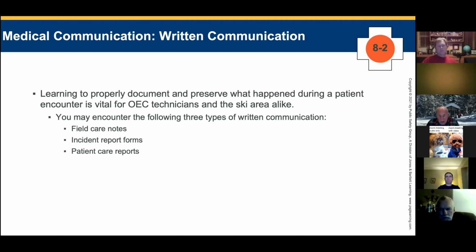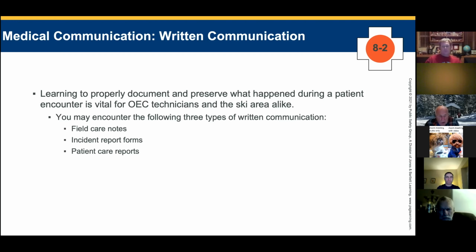Okay, Tony, I think I want to move on, and we're going to be dragging out a little bit. Very quickly, you noticed in the book we talked about field care notes, incident report forms, and patient care reports. Field care notes are typically if you carry a little notebook and you write things down. The incident report form, which is shown in the book, is something you really can't fill out on the Hill. You've got to do it in the first aid room. It's got a lot of blanks. They're small, and when the snow's out, it's hard to write on the form.